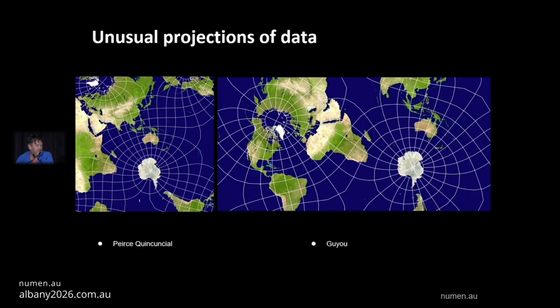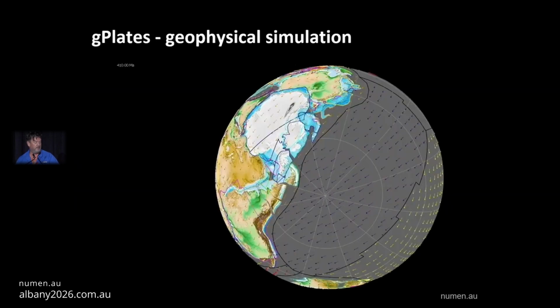He did all these interesting things. And there's a modification here on the right-hand side of what's known as the Guyou projection, which is, again, an endlessly tessellatable projection. So I'll be exploring how I can use those in a visualization context with data overlaid.